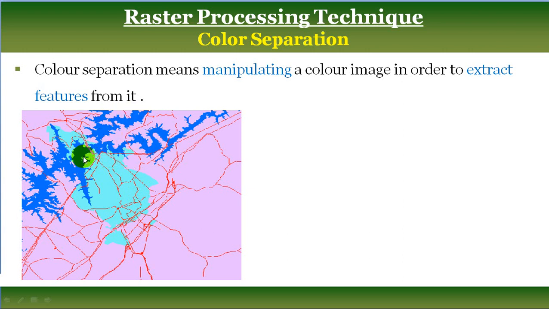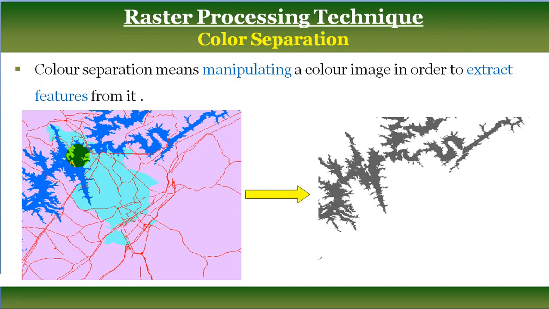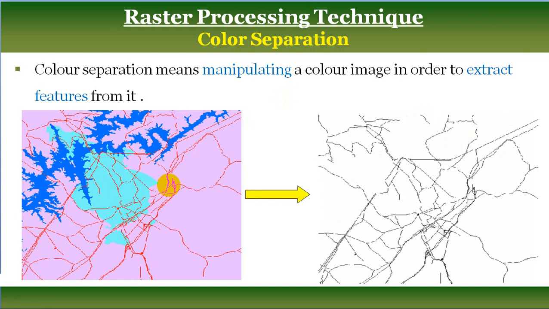river is represented by blue color. So if you extract the blue color from this color image, you will get the river feature. If you extract the red pixels or red cells from this color image, you will get all the road features. In this way, from the color image we can extract particular geographical features, and this technique is called color separation.